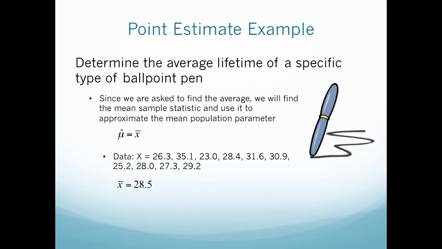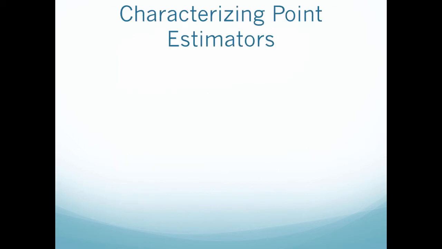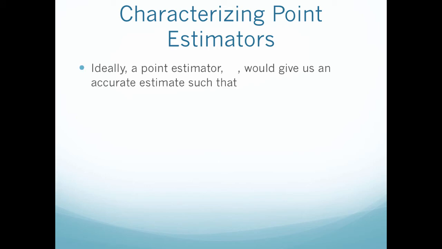So my sample statistic, or the description of my sample that I care about, is my x bar, or my mean, and the value for that is 28.5, and I would then use that to represent my population parameter of mu hat, or my average population parameter. I hope that helps clarify things a little bit.